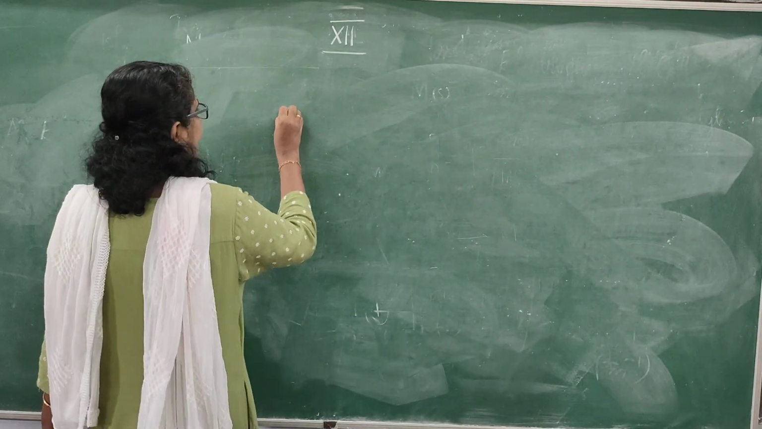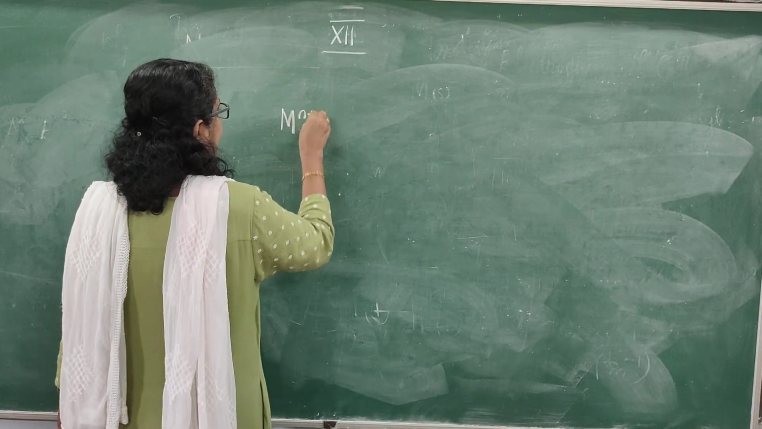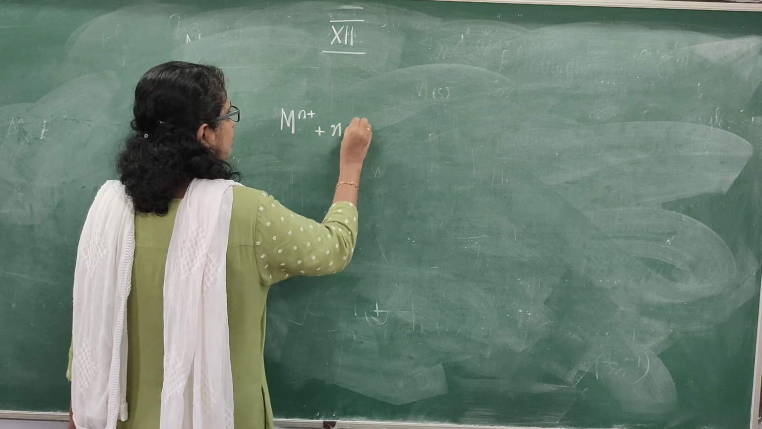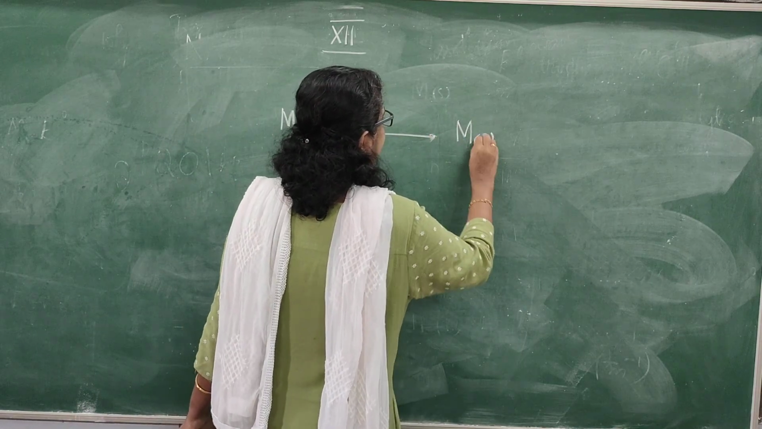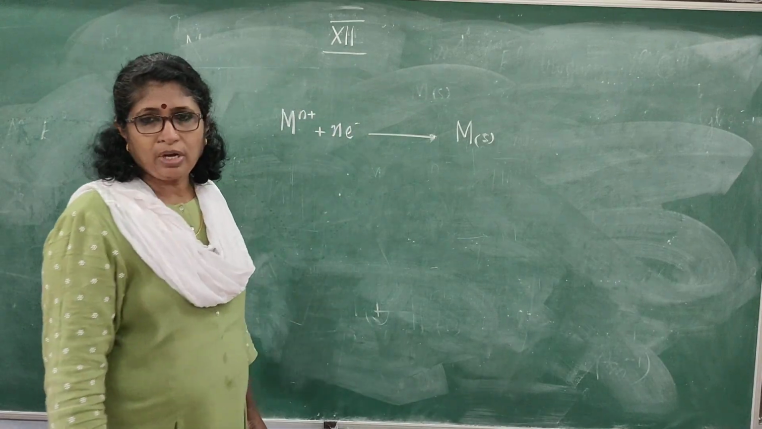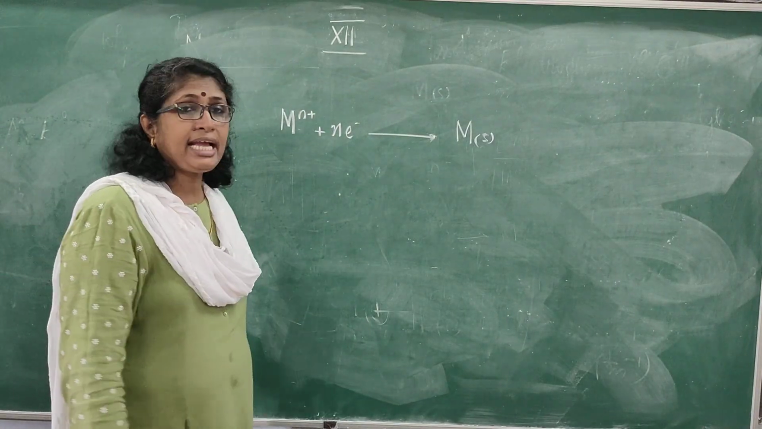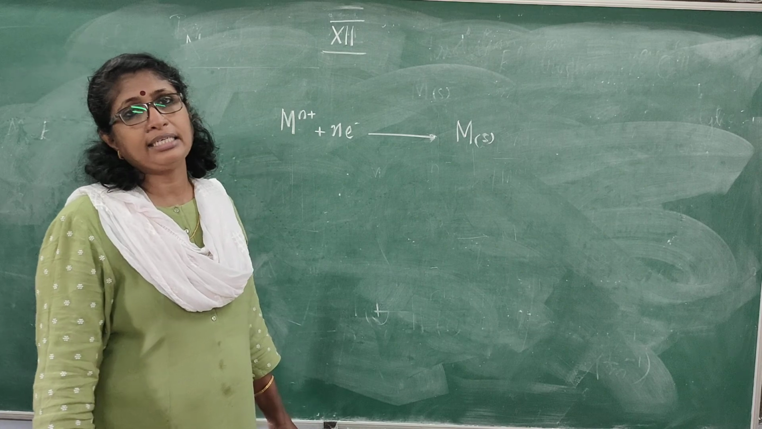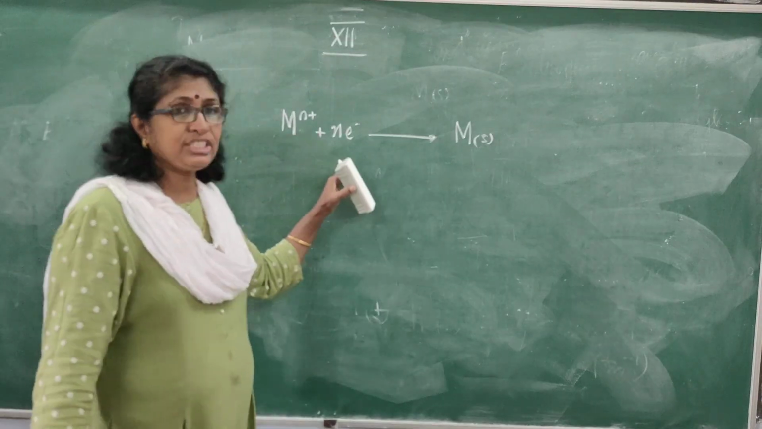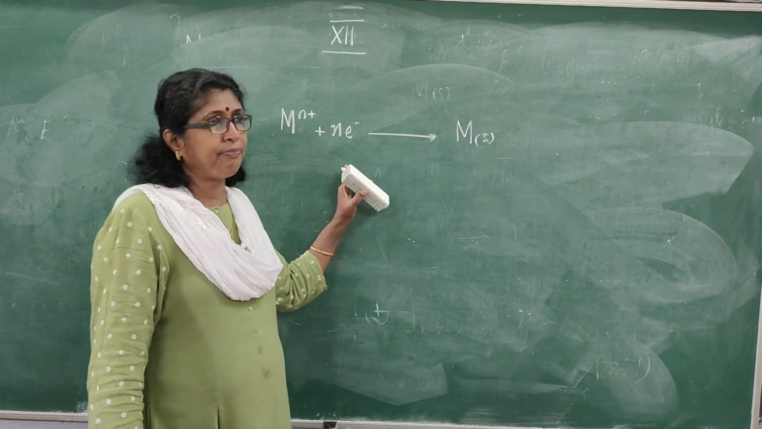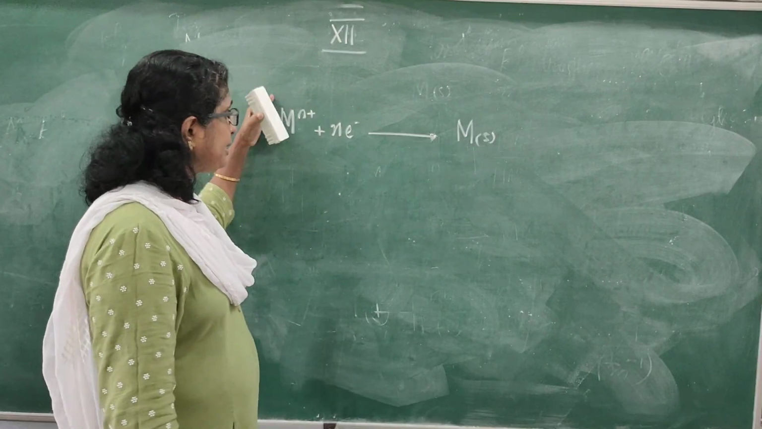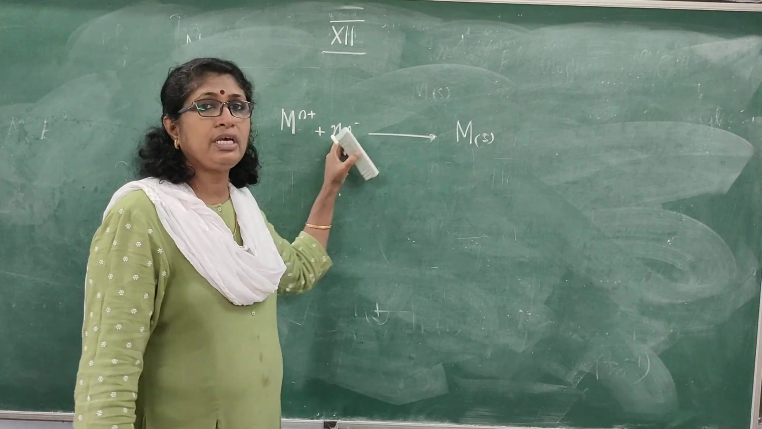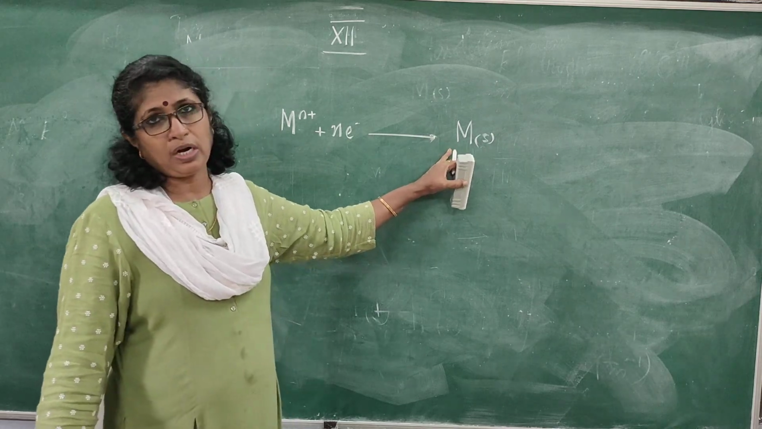Now consider the electrode reaction: Mn+ plus n electrons gives M. Why have I taken this as the electrode reaction? Because we consider all the reactions taking place at an electrode as reduction, according to IUPAC. So you write the reduction. This is a reduction reaction: Mn+ ions accept n electrons and form M solid.